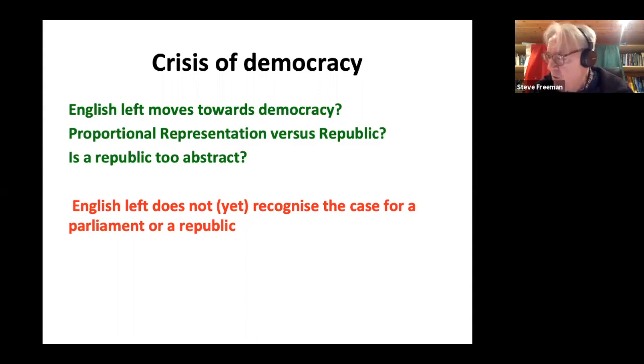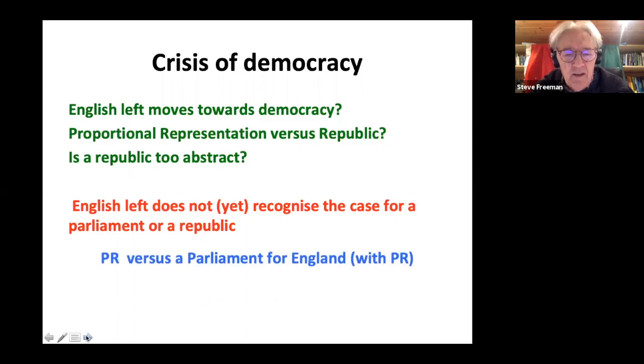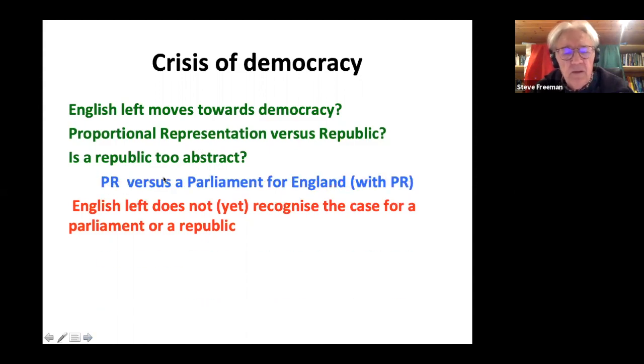My last point was listening to Crispin Flintoff, who you may listen to on a Sunday morning on the Andrew Marr show. I was amazed to hear John Dunn, who's a Yorkshire miner. I don't know if you comrades have seen John Dunn. He was talking about this, PR versus a parliament for England. So we're arguing for a parliament with proportional representation, right?